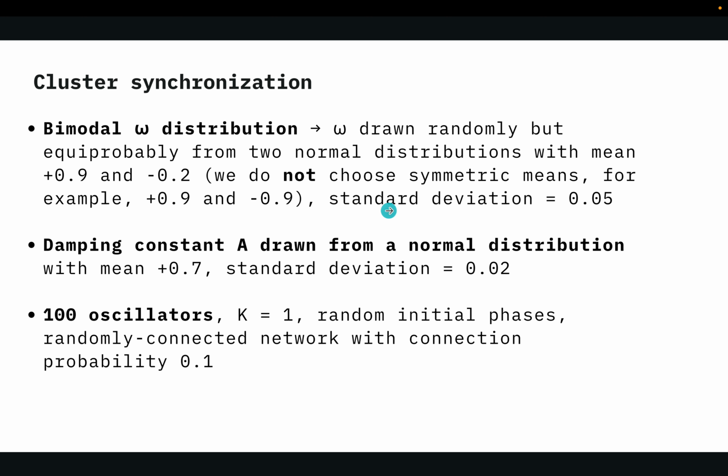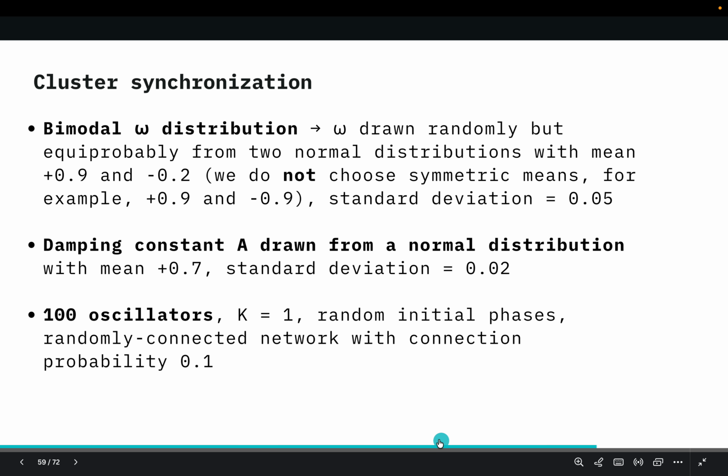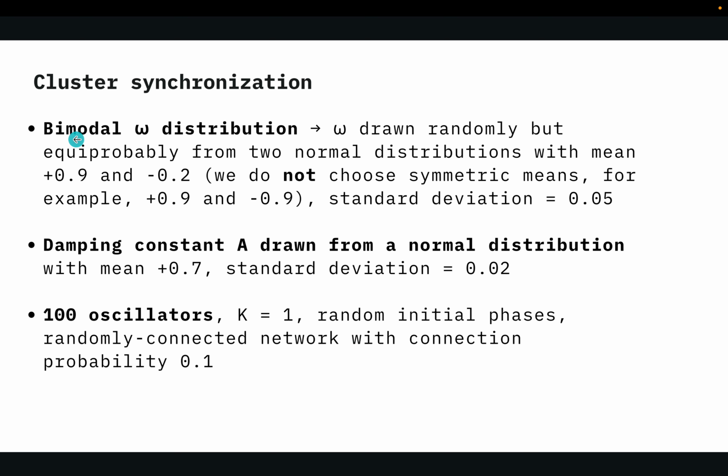Concatenate, I mean there may be better ways to do this, but the idea is that you define two distributions and you draw all the values of your omega, of your frequency, from these two distributions, but they have two different peaks at two different places. So this is what I call a bimodal distribution.